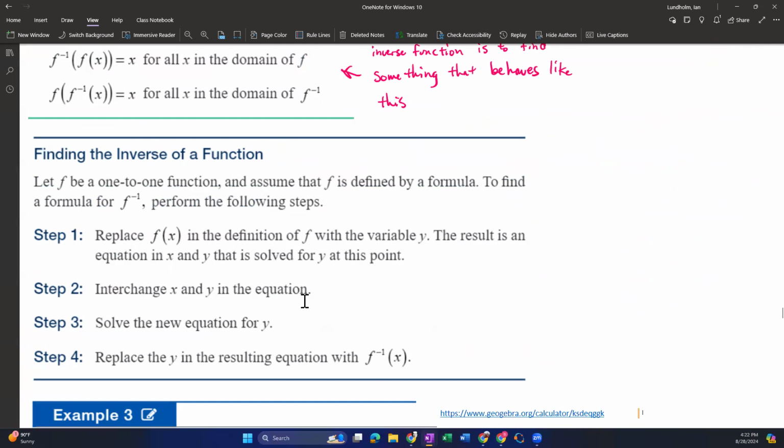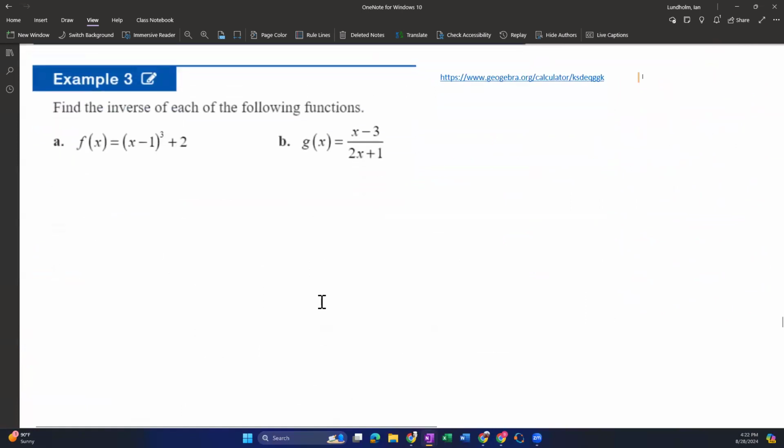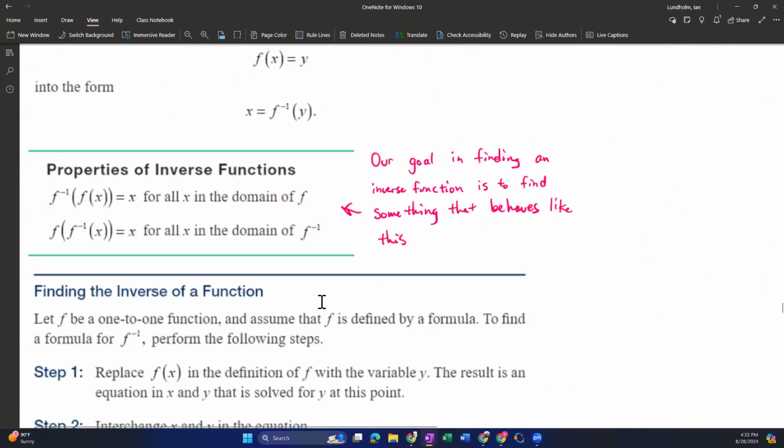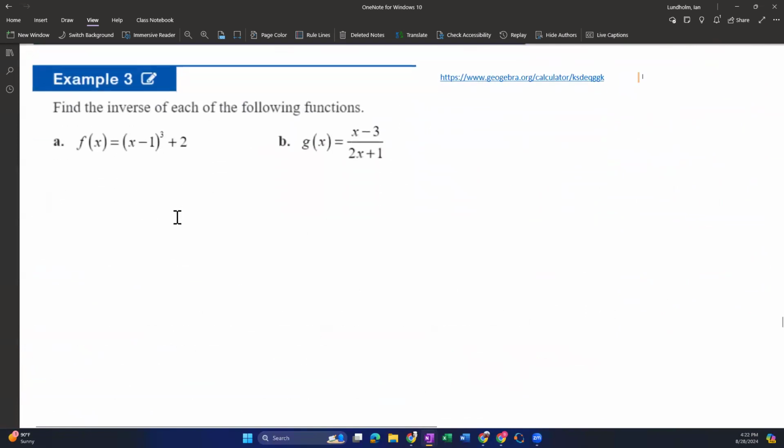This is just exchanging the roles of x and y in the equation and then solving the new equation for y. Find the inverse of each of these following functions. We just did that one. Basically, it's pretty much the same. If you want to take some time and work on that together, totally fine. Otherwise, maybe I'll just do B for now. If you want to do A too, it's fine. But I want to make sure that I'm not keeping you too long.